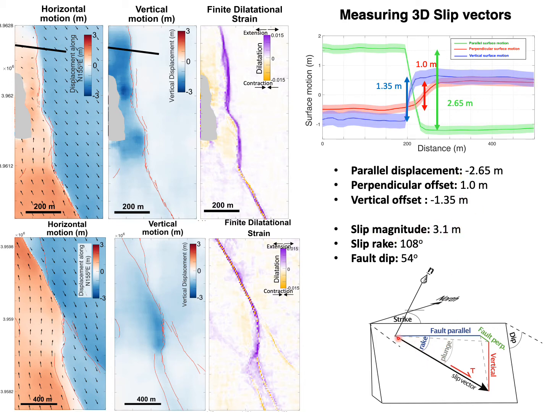And because we assume that the slip vector occurs along the fault plane, we can then estimate the slip rake and also the fault dip. So it's about 54 degrees dip and 108 degrees rake. Well, minus 108 degrees rake, which is an oblique normal strike slip, which is consistent with what we see here.